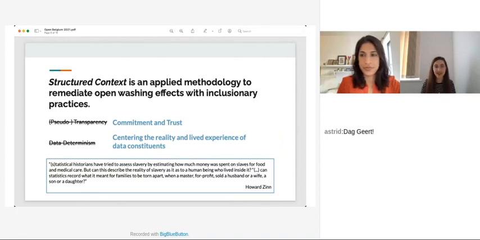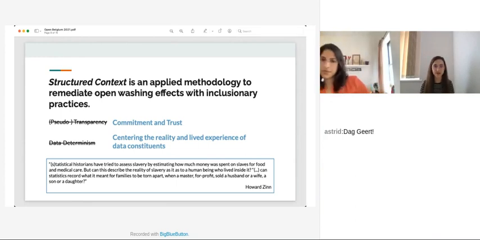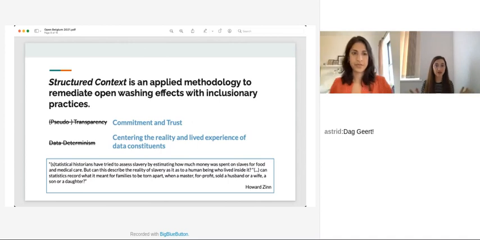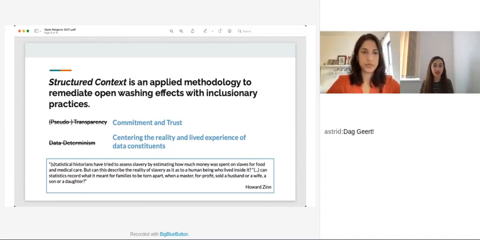Now we're really getting into why we brought you all here today. Based on what we heard from Anjali, we can define context as the situated knowledge in which a data set was produced and abstracted from through collection. In order to break the open washing cycle, which I explained earlier, with specific regard to creating space for social justice, we need context. And as Civic, we offer a methodology: structured context. Structured context is an applied methodology to remediate open washing effects with inclusionary practices.